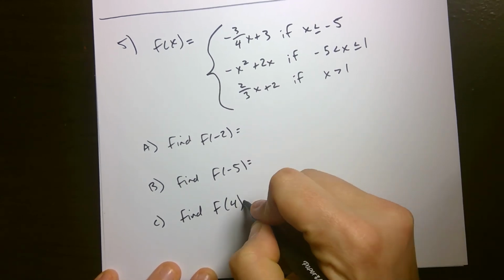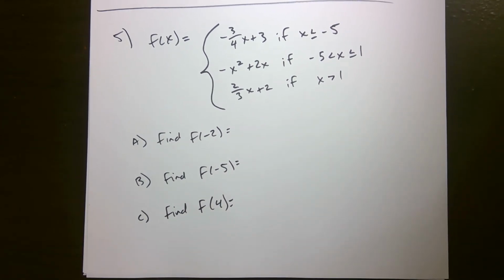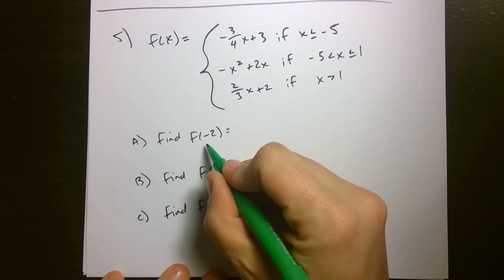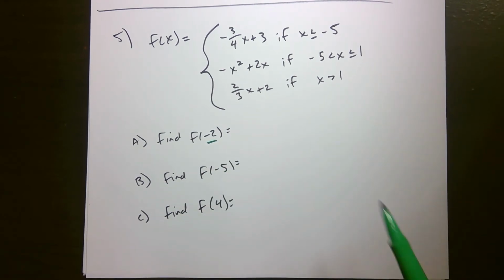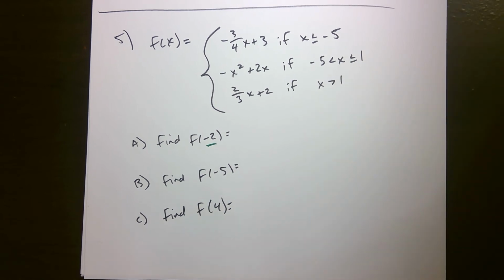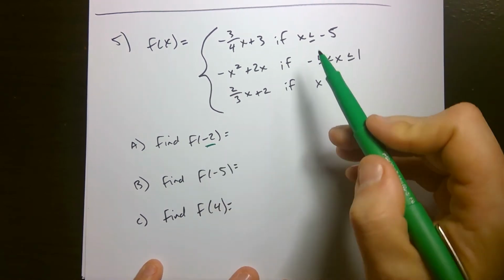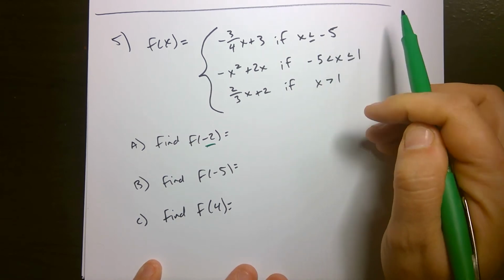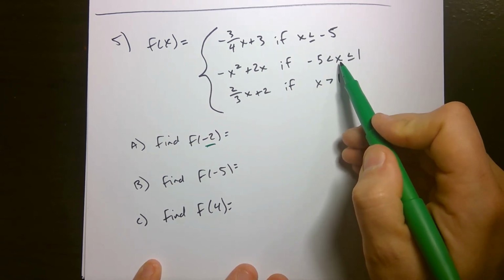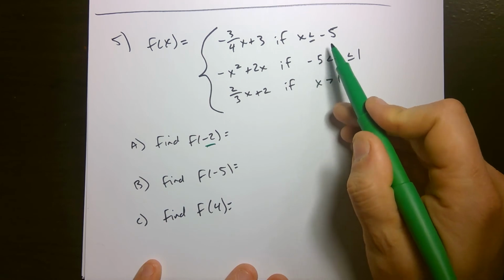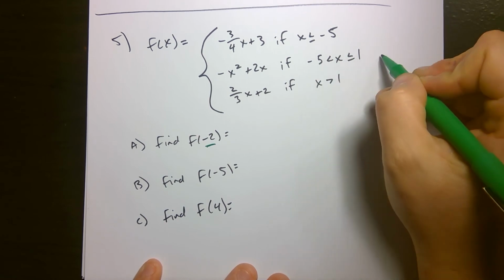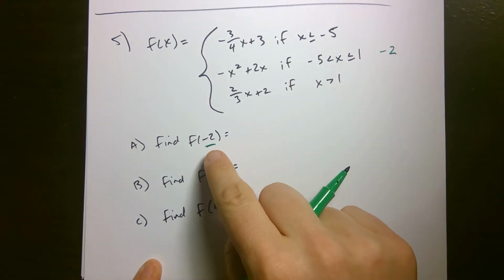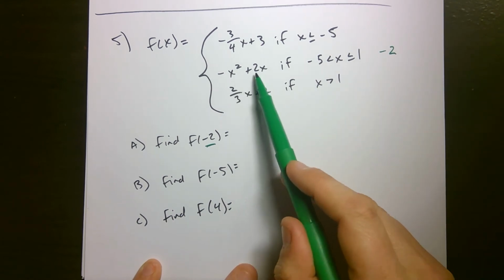And so the first thing that I like to do is look at each value that I'm trying to evaluate for and say to myself, okay, if x is -2, which one of these functions, based on the domain, am I going to pop it into? Is -2 less than or equal to -5? The answer is no. Is -2 greater than -5 and also less than 1? Yeah. And so when I come back to do this one, it's going to be popped into this second equation.